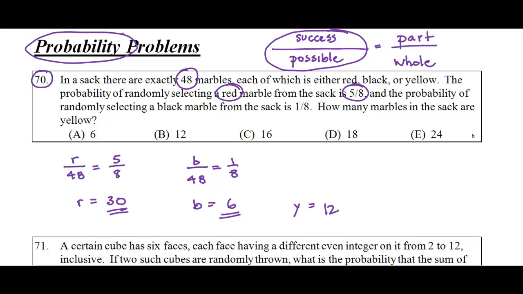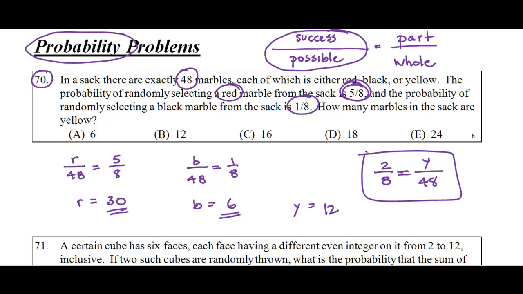So the idea would be half empty, half full, right? The 5/8 and the 1/8 take care of how many eighths? 6/8. So the other eighths, which is the leftover, half empty, half full, is how many yellows we have. And so I can go straight to solving for yellow instead of worrying about black and red.